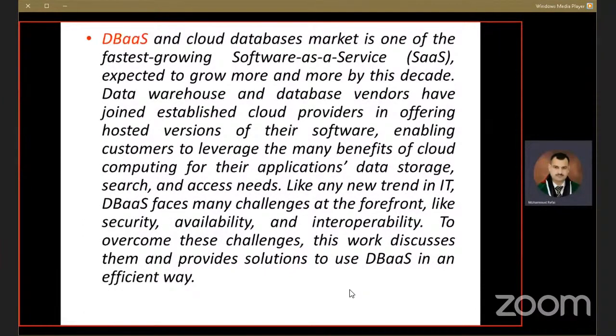Database as a service and the cloud database market is one of the fastest growing software as a service segments, expected to grow more and more by this decade. Data warehouse and database vendors have joined established cloud providers in offering hosted versions of their software, enabling customers to leverage the many benefits of cloud computing for their applications, data storage, search, and access needs. Like any new trend in IT, database as a service faces many challenges at the forefront, like security, availability, and interoperability. To overcome these challenges, this work discusses them and provides solutions to use database services in an efficient way.